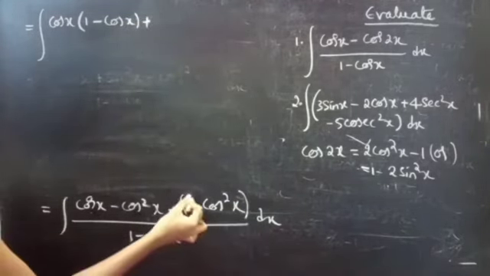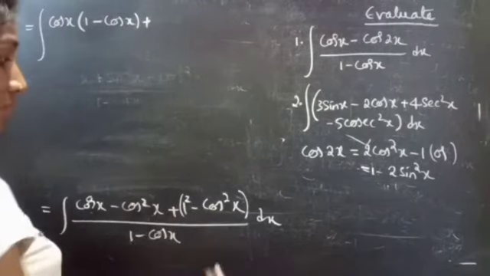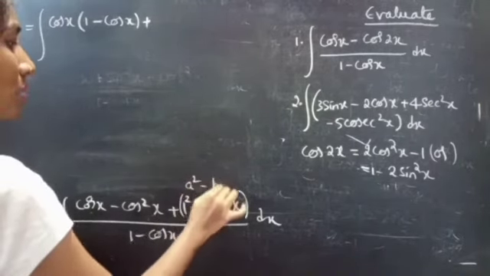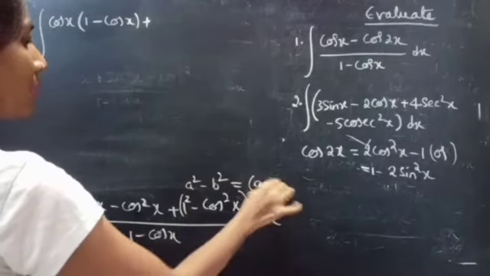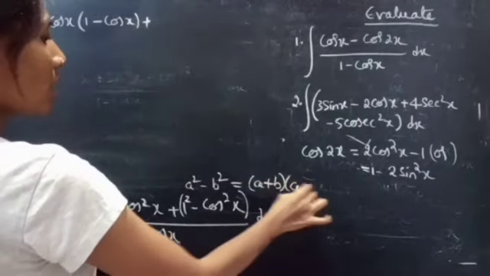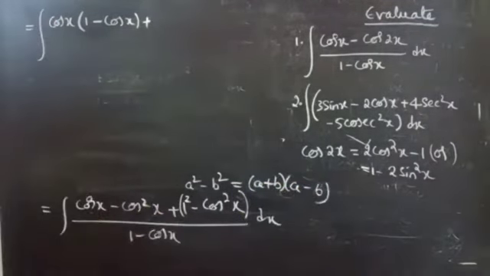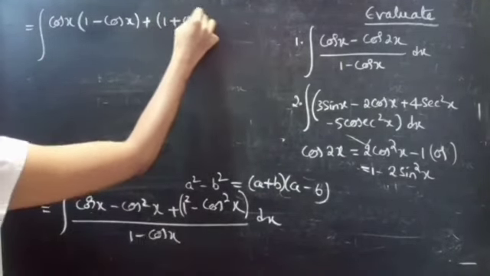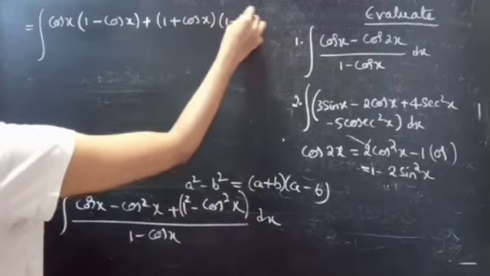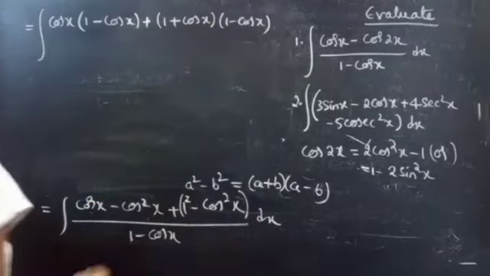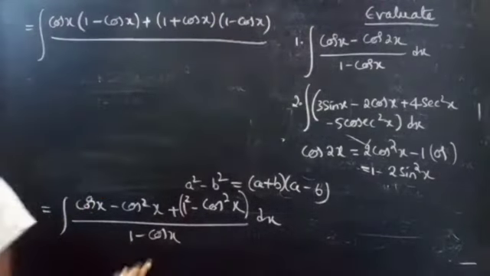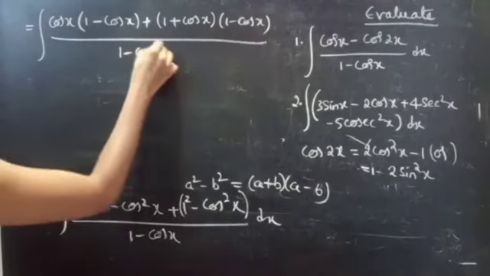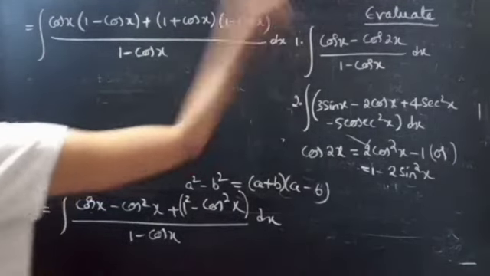You could write 1 minus cos square x as 1 square minus cos square x, which is of the form a square minus b square. You could write it as (a plus b) into (a minus b). So now I'll write it as (1 plus cos x) into (1 minus cos x), divided by 1 minus cos x, into dx.